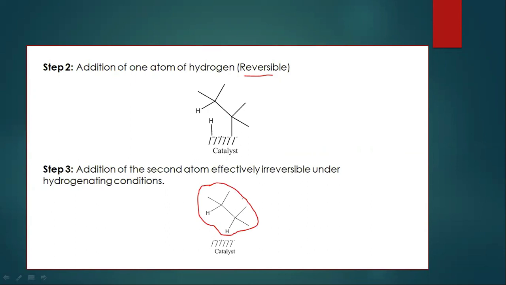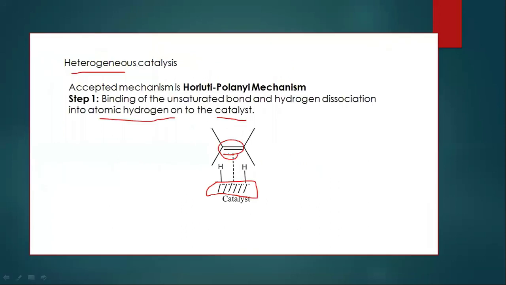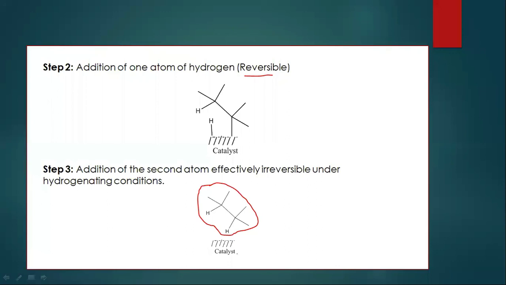Of course, the unsaturated compound has been reduced and converted into the saturated system. After step three, you will get the free catalyst once again, and this catalyst will be used for the next reactant. The next reactants will come and interact with the catalyst surface, and the same process follows.